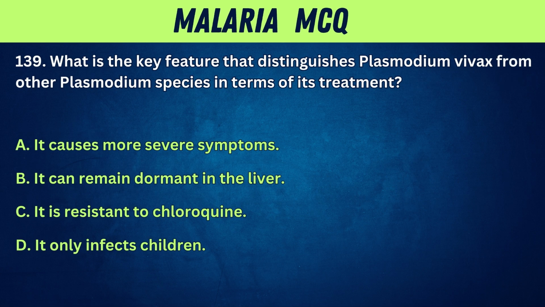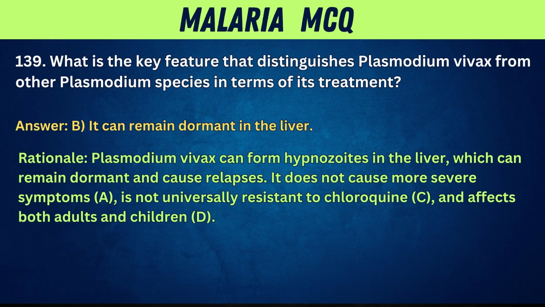139. What is the key feature that distinguishes Plasmodium vivax from other Plasmodium species in terms of its treatment? A. It causes more severe symptoms. B. It can remain dormant in the liver. C. It is resistant to chloroquine. D. It only infects children. Answer: B. It can remain dormant in the liver.